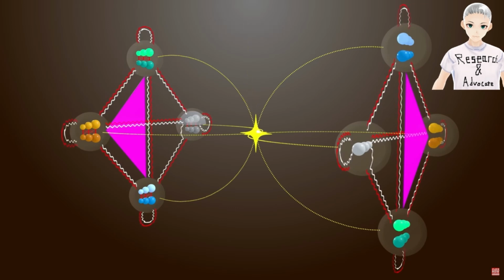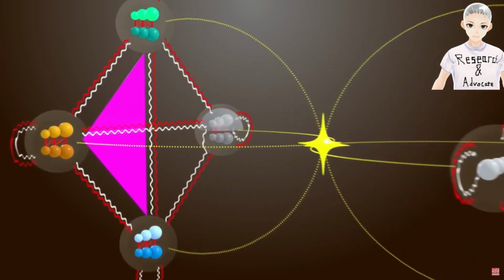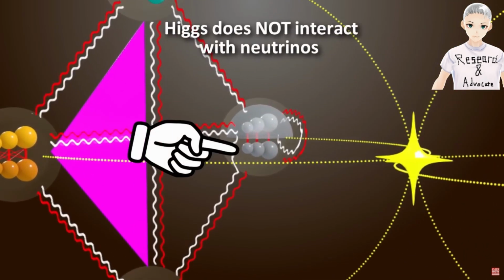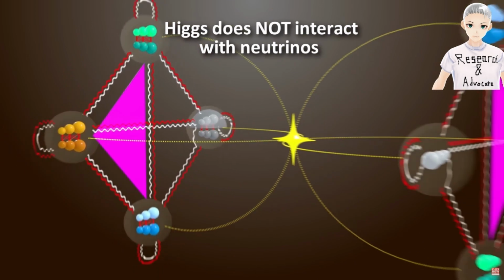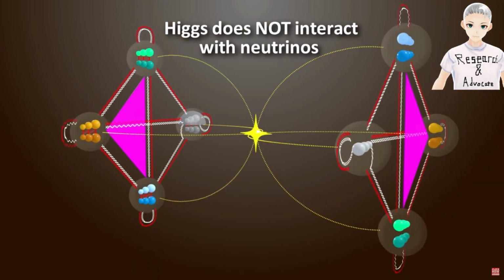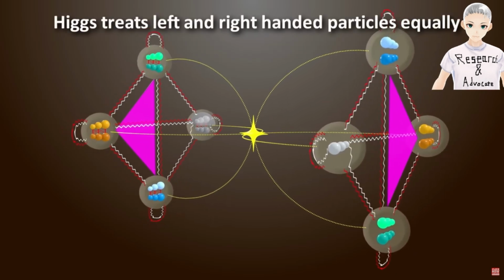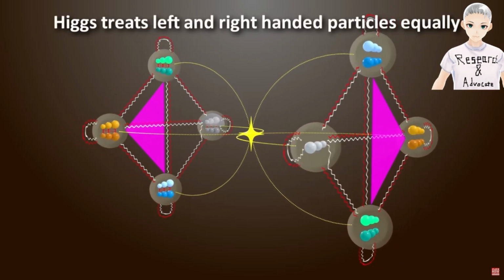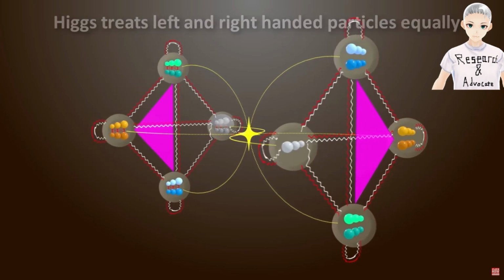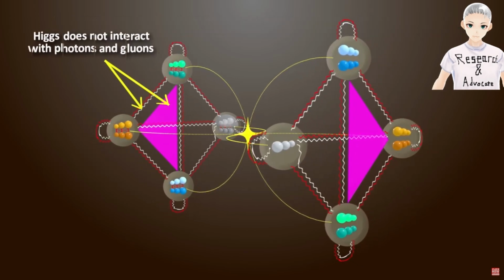But there is one exception, the neutrino. The Higgs does not interact with them, according to the standard model. So how neutrinos acquire mass remains a mystery. The Higgs particle doesn't care about right and left-handedness and treats both equally. The only bosons that do not interact with the Higgs are the gluons of the strong force and the photons of the electromagnetic force. These two particles thus have zero mass.